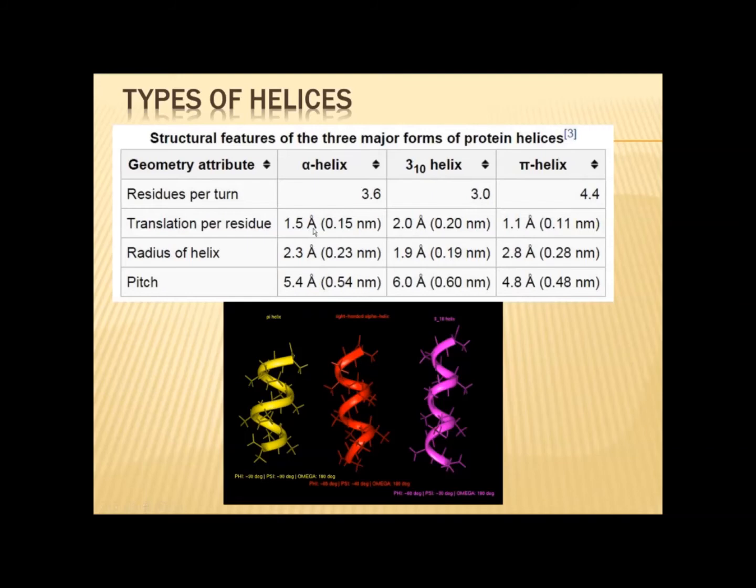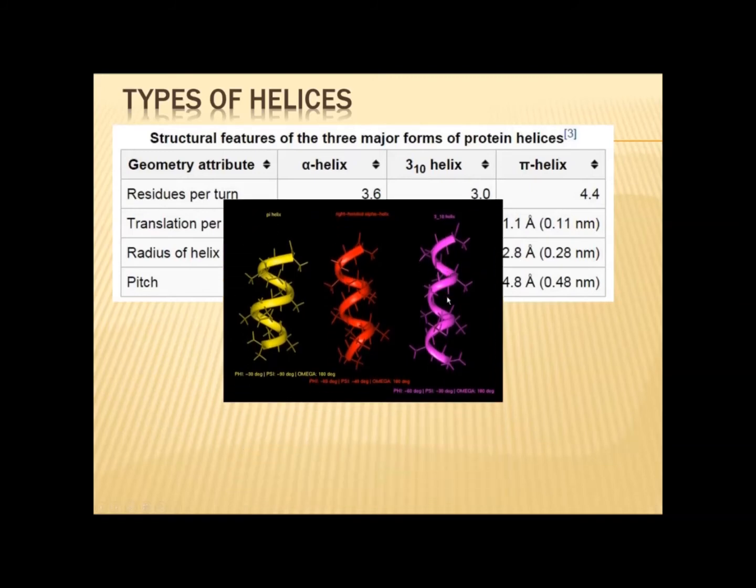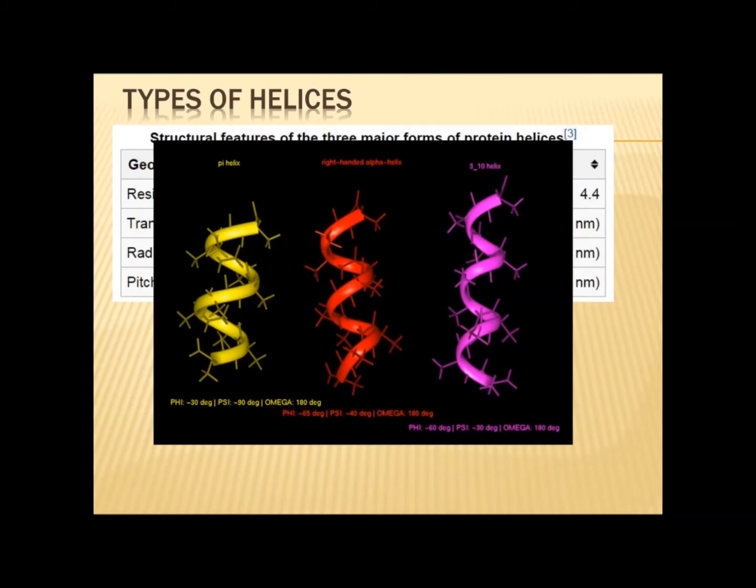So the translation per residue is 1.5 angstrom units per residue, 2 and 1.1. And the radius of the helix, this is again, while it seems compressed, it's also compressed along the vertical axis. So this is 1.8, whereas the pi helix is stretched, but though it's stretched, it's also pretty wide. So it's 2.8. And these are the pictures of the pi helix, the right-handed helix, which is traditionally what we look for, and then the 3-10 helix.